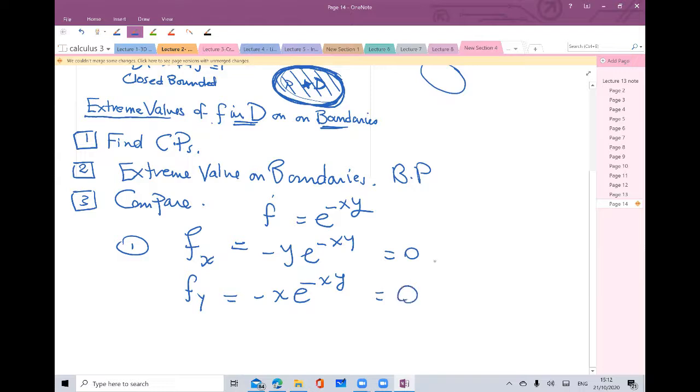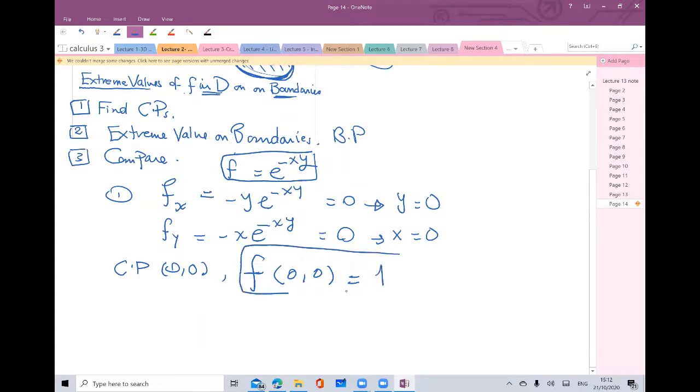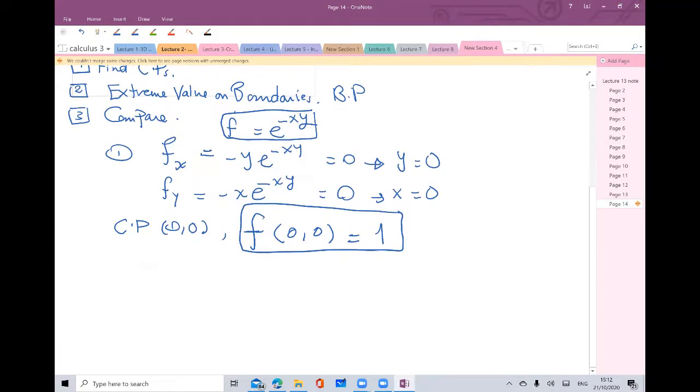Find your critical points. What's the solution here? y is 0, x is 0, so I have a critical point, which is the point (0,0). Don't do the second derivative. All you have to do is plug it in the function and find the function value at this point. e to the power 0 is 1. This is a value I'm going to keep until the end to compare with. Now let's do step number 2.